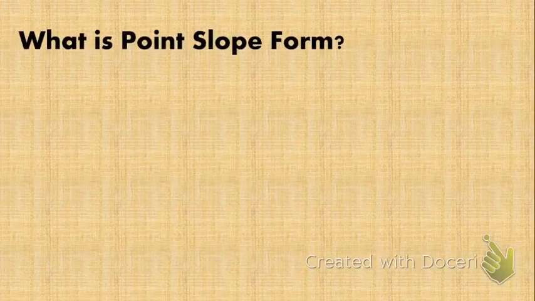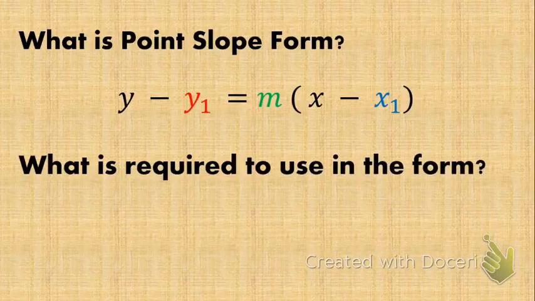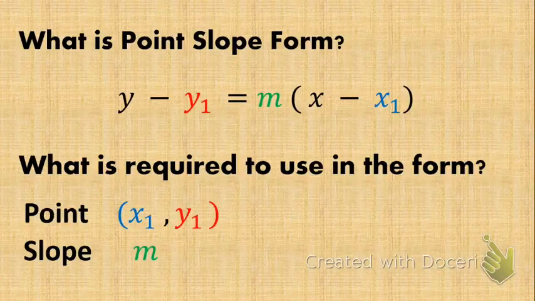So what is point-slope form? Point-slope form is y minus y1 equals m parentheses x minus x1. What is required to use this form? Well, it's called point-slope form, so guess what? You need a point and a slope. The x1 refers to the x value of the point, and the y1 refers to the y value of the point. And of course, the letter m you should be used to. That is the letter for slope.